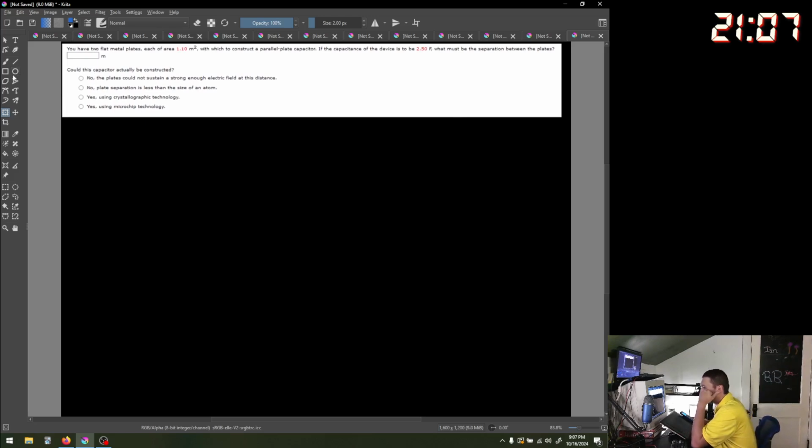Two flat metal plates. This is going to be a parallel plate capacitor. And we have an area A equals 1.1 meters squared, and we have capacitance C equals 2.5 farad. And we're asked to find the separation, or the distance.